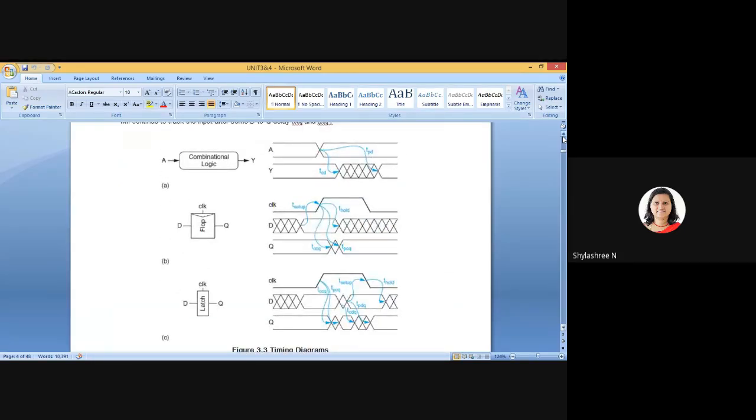Okay. So figure A, you see the combinational logic circuitry. It is written TPD and TCD. Anybody knows how exactly it is going to work?